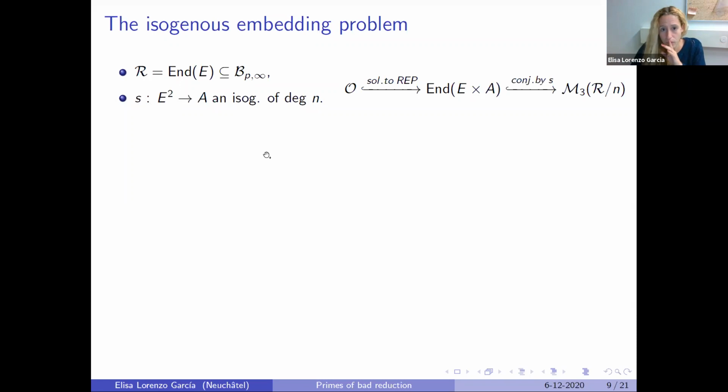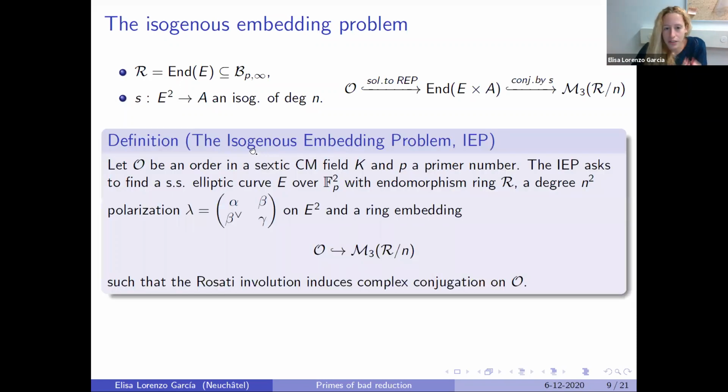So I get this. This motivates a definition, the isogenous embedding problem. This is going to ask, again, given the order in the sextic CM field and given a prime number P, to find a supersingular elliptic curve E with endomorphism ring R, a degree n square polarization lambda, and an embedding like this. And again, the condition that the Rosati involution induces complex conjugation. Okay, this looks nicer, right? Because we are going to prove that given a solution to the REP, we can construct a solution to the IEP.